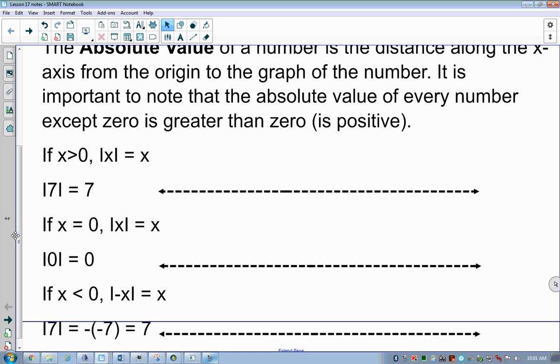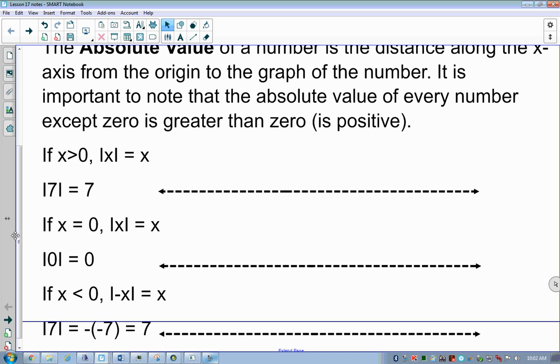All right, so as I was trying to turn your book into notes, some things are really hard to do. For instance, drawing a number line is not an easy thing to do. So I just put up a dotted line, and I was like, well, I'll just make the number line as we go. So for instance, if x is greater than 0, the absolute value of x is x, right? Absolute value is always positive. Even if there's a negative number inside the absolute value bars, when I drop the absolute value bars, the number becomes positive. Okay? So the absolute value of 7 is 7.